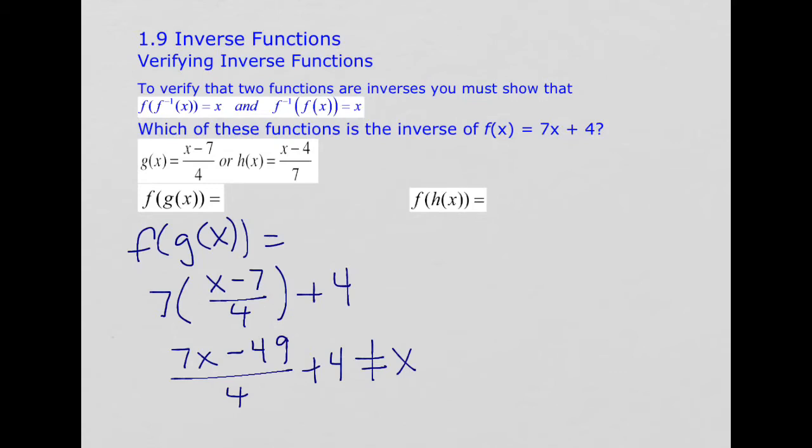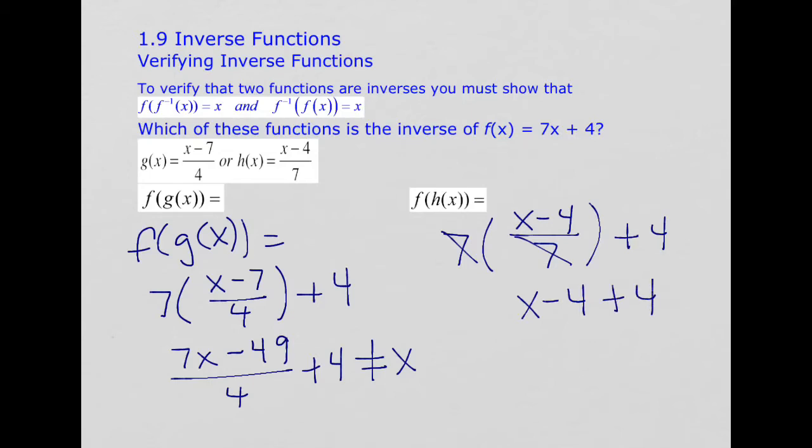So let's try f of h of x. Well, that's going to be the same form, using my f of x function, 7 times my h of x function, x minus 4 over 7, plus 4. Okay, when I multiply through by the 7, the 7's will divide out, leaving me with x minus 4 plus 4. And x minus 4 plus 4 is x, which is equal to x. So this is my inverse.